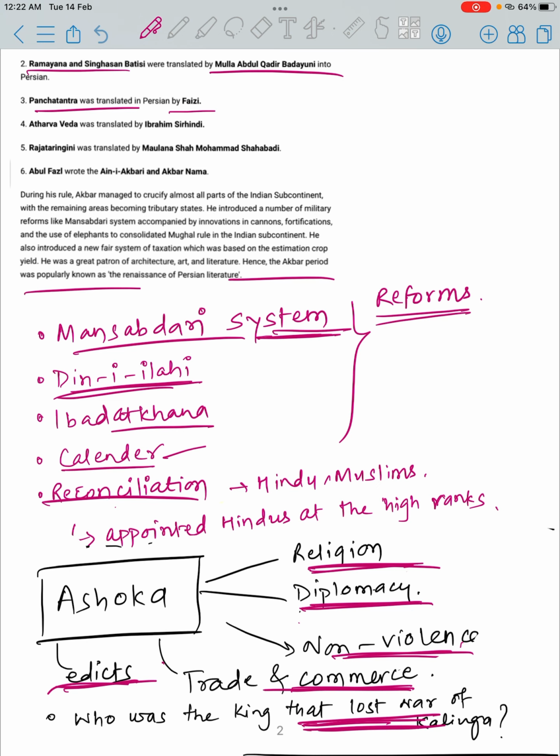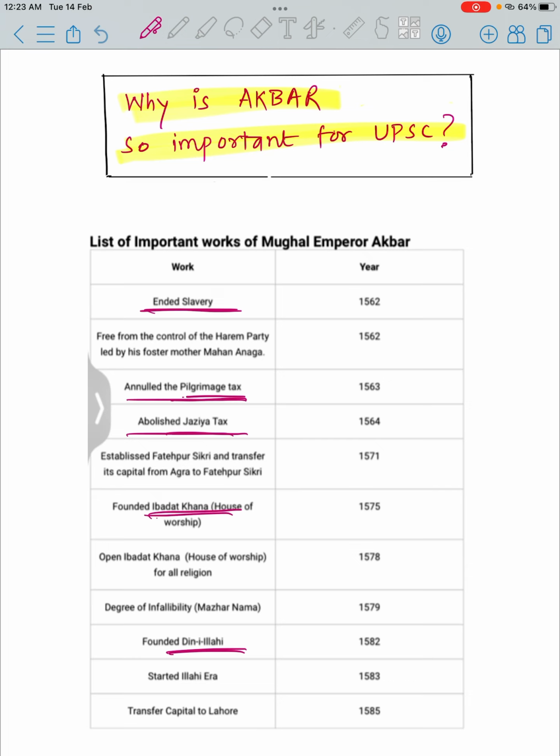Akbar tried to reconcile the diverse religions in India, particularly Hindus and Muslims, with Din-e-Ilahi, a new sort of sect in his times. Akbar appointed Hindus at very high ranks in his administration, in his court. So Akbar took a very deep interest in Indian society and Indian ethos, and he contributed very positively in his times. That is why Akbar becomes a very important king, and UPSC has given due respect to Akbar in asking questions in the prelims and mains.